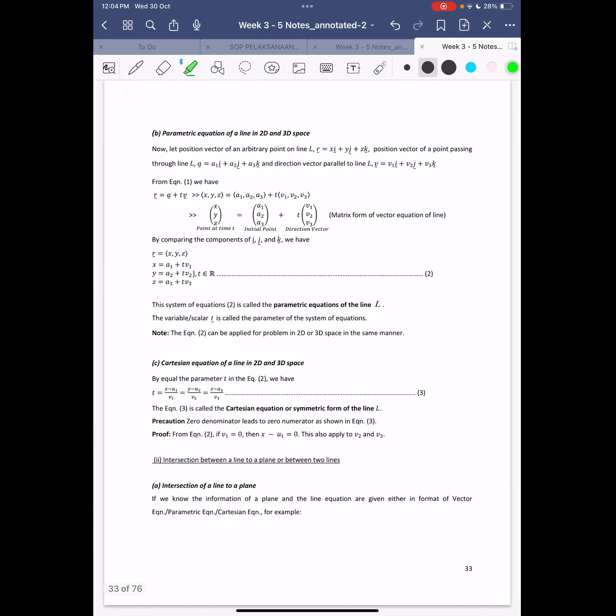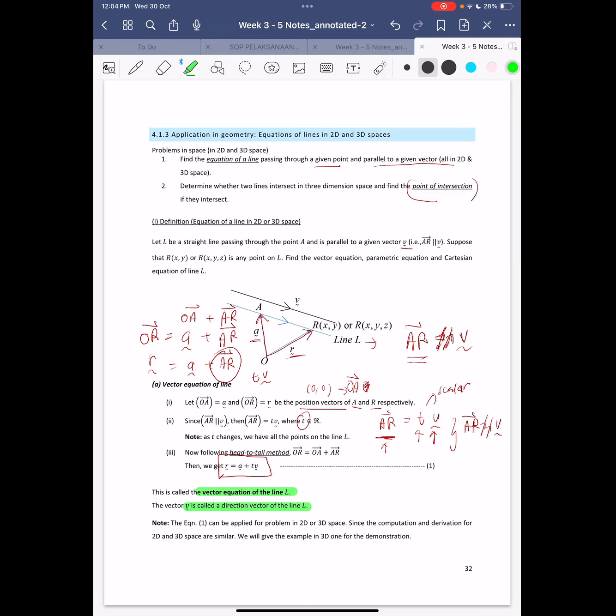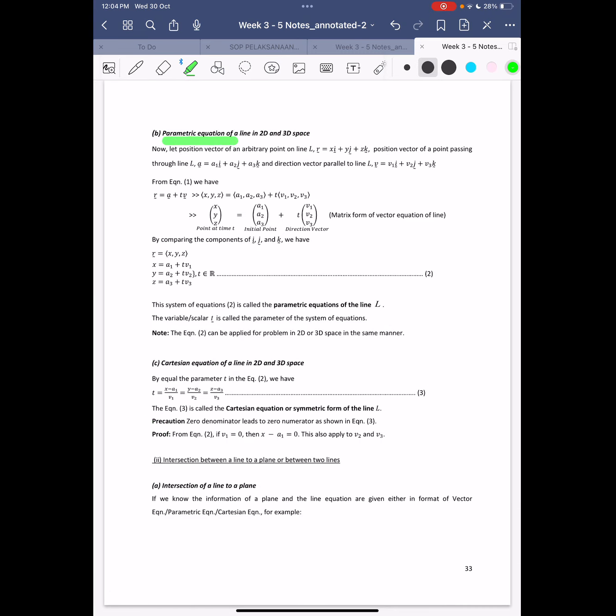From that, this is what we call the parametric equation of a line in 2D and 3D space. Let's say we have a point in 3D space. Now we have the vector R, which has xi, yj, and zk. So now this is a vector in 3D space, where x represents the vector in the i direction, y represents the vector in the j direction, and z represents the vector in the k direction.